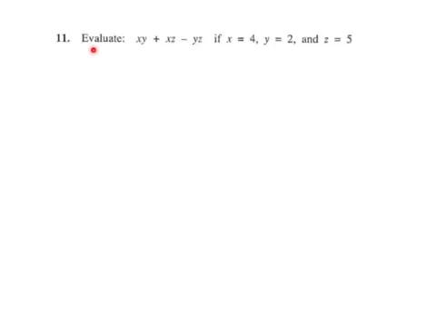Number 11, evaluate x times y plus x times z minus y times z if x is 4, y is 2, and z is 5. So what we're going to do is substitute these numbers for each letter and remember to multiply first.